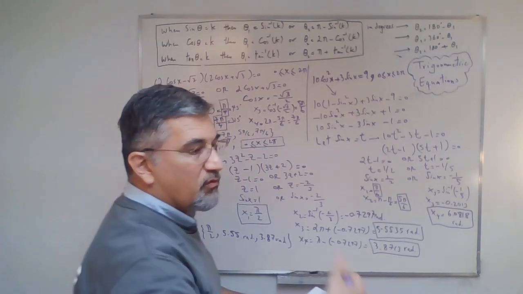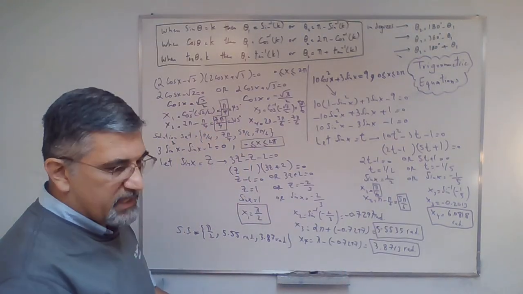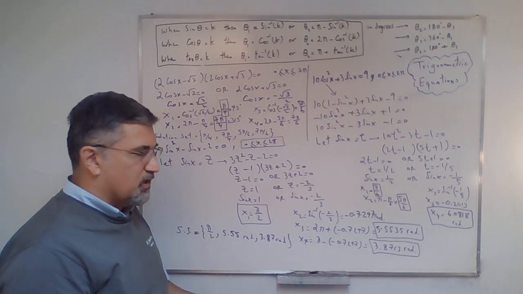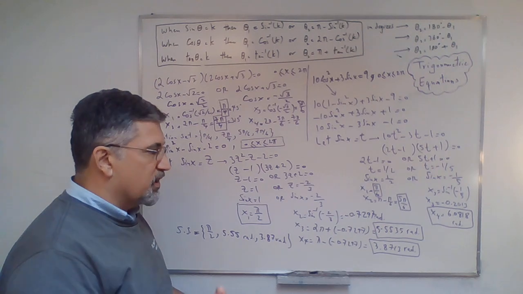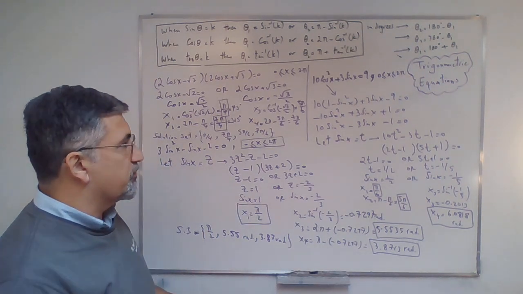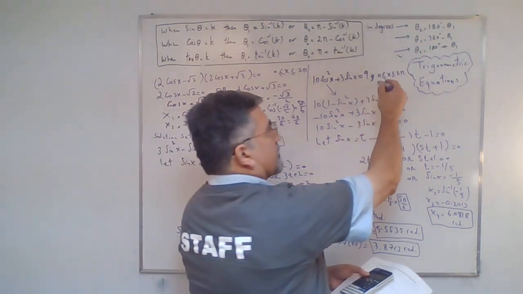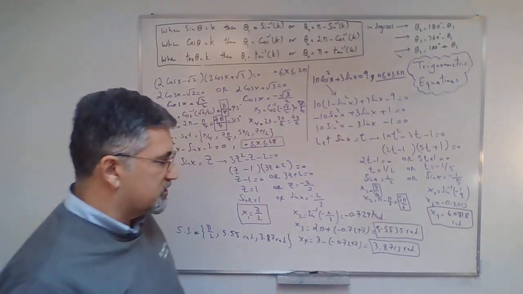But x sub 3 was not admissible because it was negative. Not because it was wrong or your calculator was wrong. No, it's because it was not within the given domain. Where is the domain? Right here. It's between 0 and 2 pi.